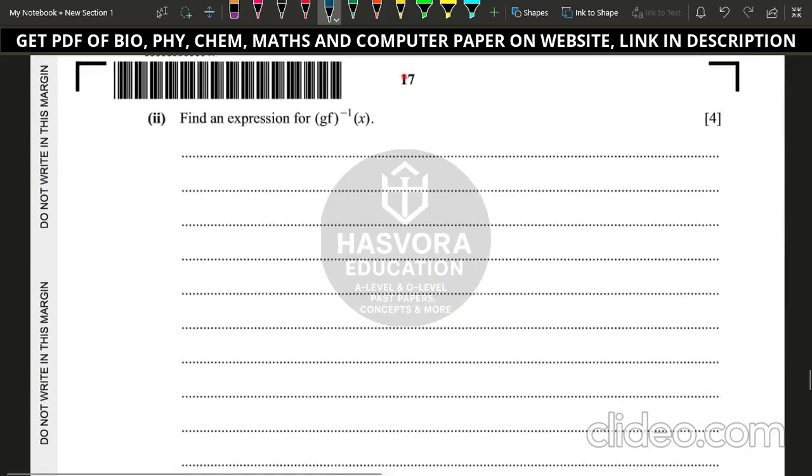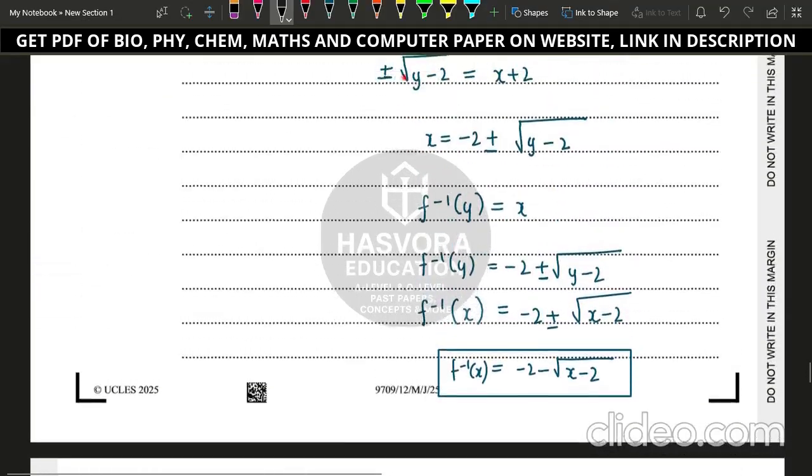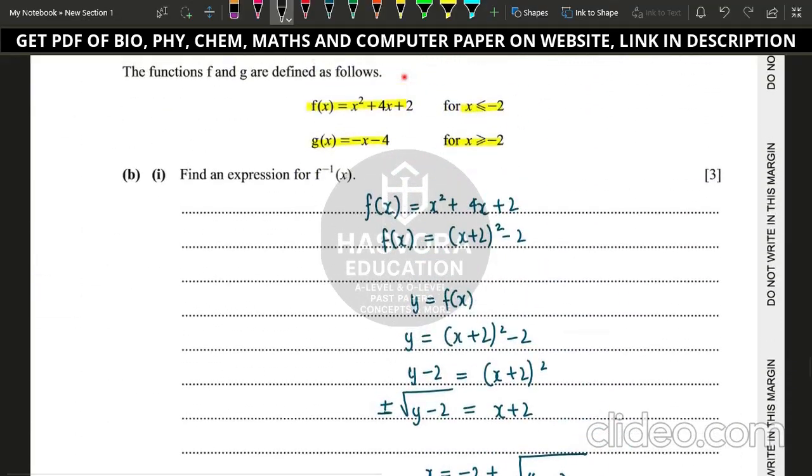Now let's move on to part 2. Find the expression for the inverse of gf of x. So first of all, we need to find the composite function gf of x, and then we have to take the inverse of that. So finding gf of x, the f is the inner function and g is the outer function. So let's see what both of them are.